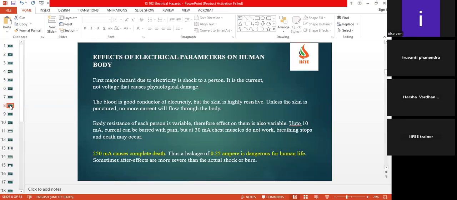Then we'll see the effects of electrical parameters on the human body. So when we say parameters, the units, which is especially amperes for the current, and another unit, voltage, which acts as a driving force to carry the current. The first major hazard due to electricity is a shock to a person, and it is the current, not the voltage, that causes physical damage.